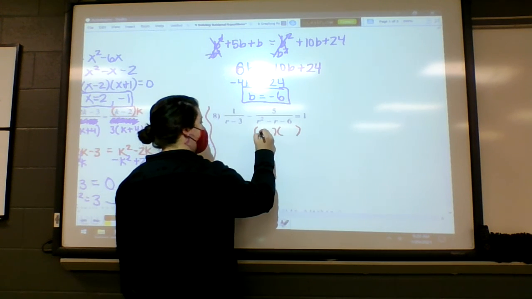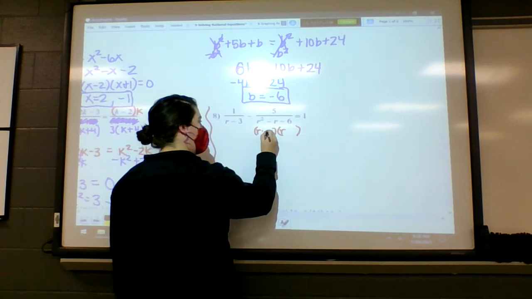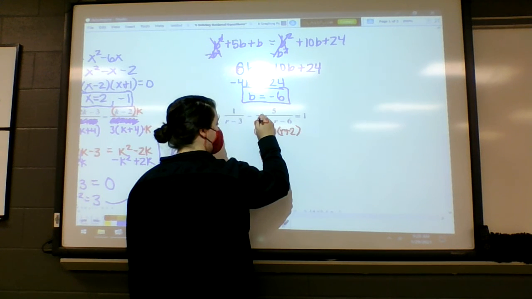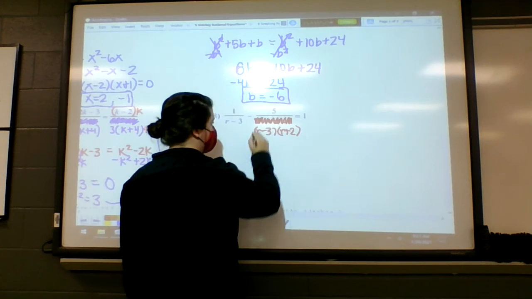Multiplies to be negative 6, adds up to be negative 1. Negative 3 and positive 2. That makes everything work. So get rid of this denominator. You don't even want to look at it anymore for the rest of the problem. Just cross it off.